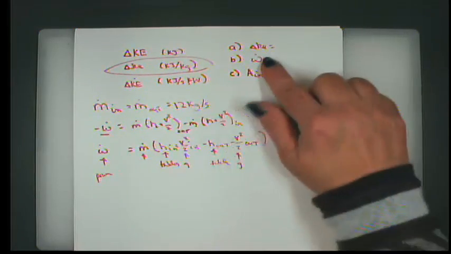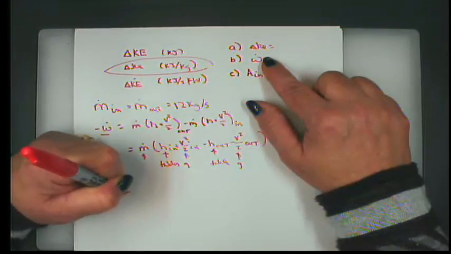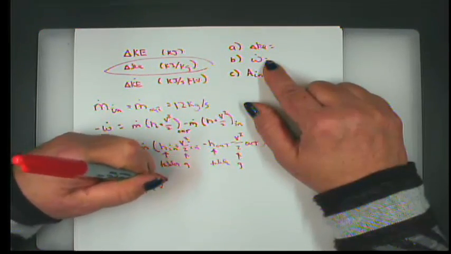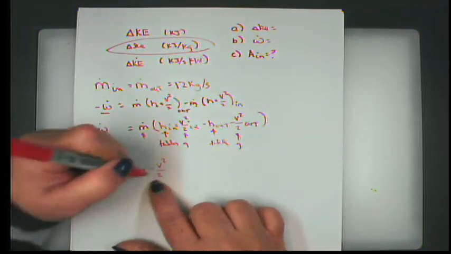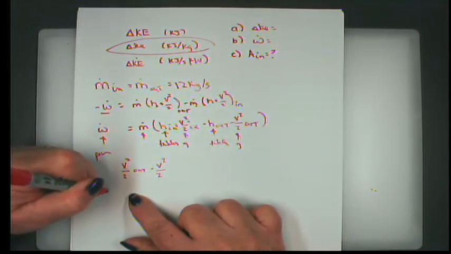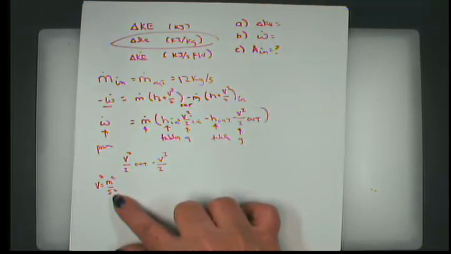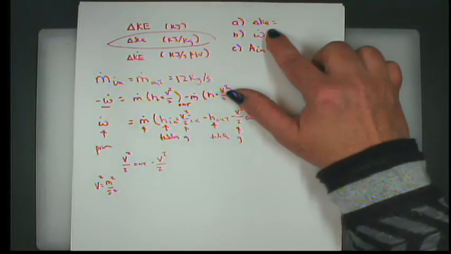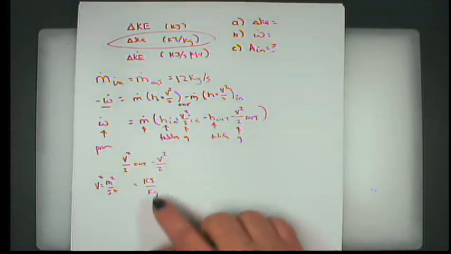Now, to solve for delta KE, what's that going to be? Well, it's going to be v squared over 2 on the outlet minus v squared over 2 on the inlet. Now, if you do these conversions, let me just talk about this for a minute. V is in meters per second, so v squared is in meters squared per second squared, isn't it? Well, we want to get the change in kinetic energy in kilojoules per kilogram. Are those two equal to each other?